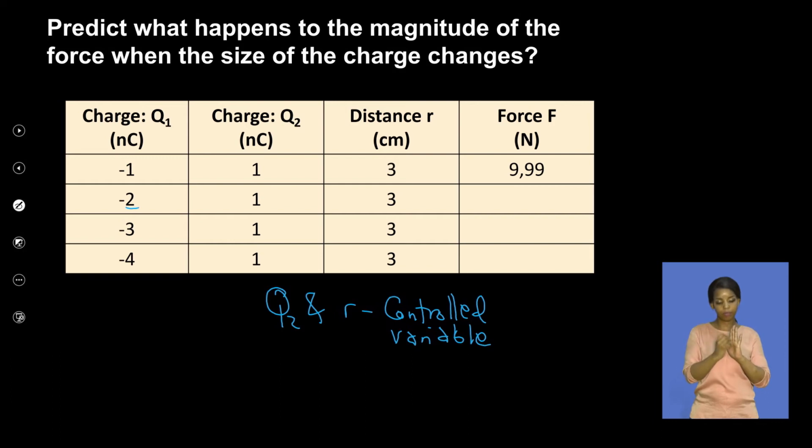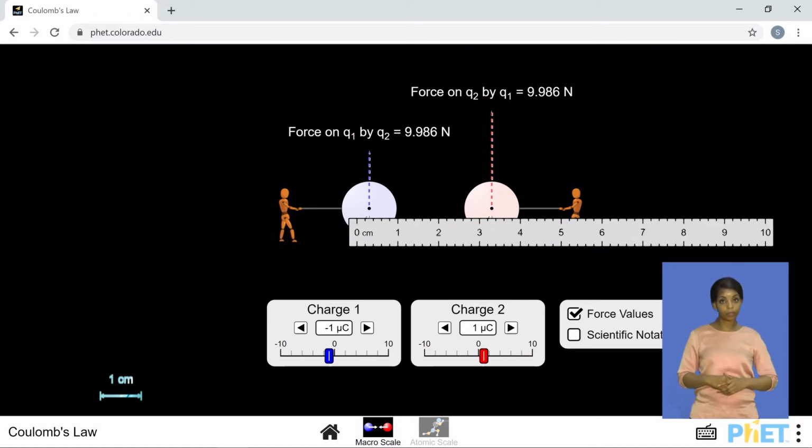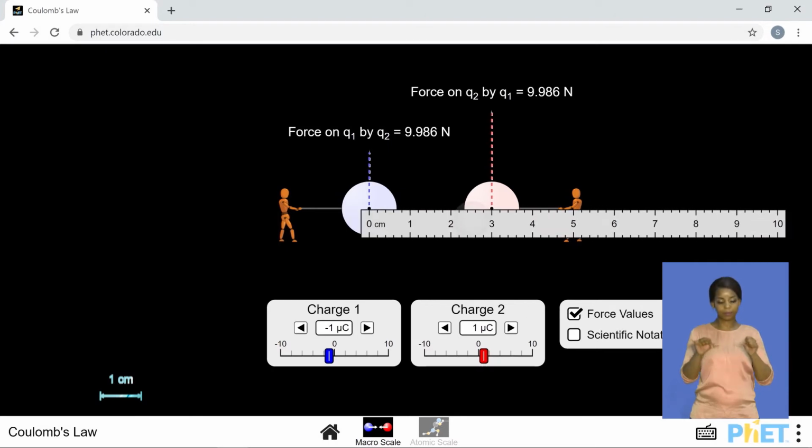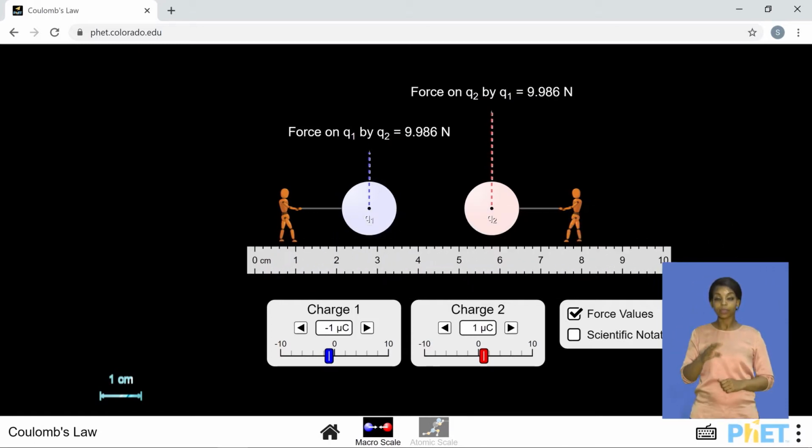So now let's go straight to our simulation. So this is our simulation. You can see Q1 is -1, Q2 is +1 microcoulombs. And the distance between them, we can actually measure it like that. It's exactly 3 centimeters. So that's the distance over there. Okay, we're not going to change the distance. Why? Because the distance is our controlled variable.